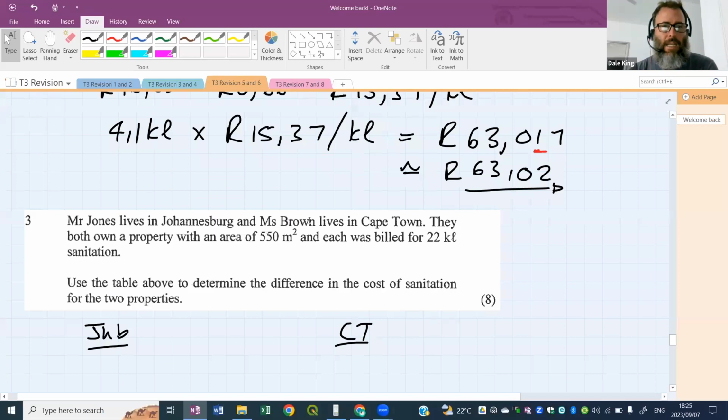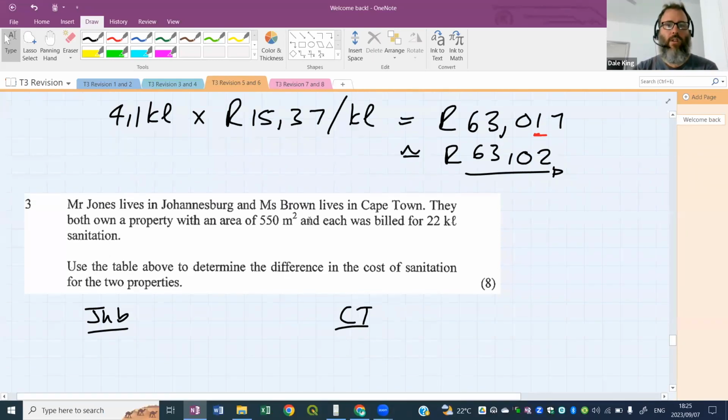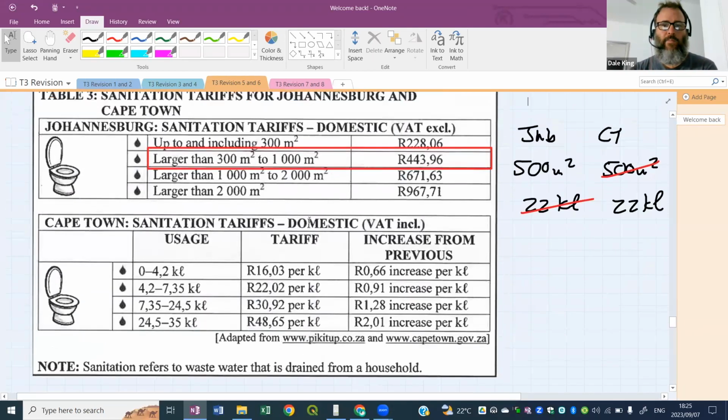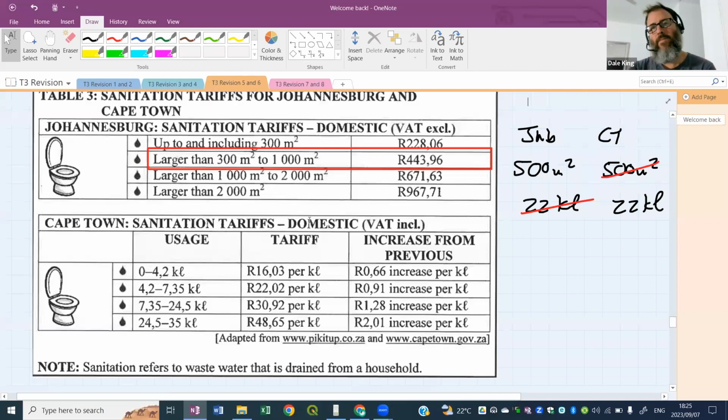It doesn't say. Ben, what should we do? The question doesn't say if we must include VAT or not. What do you think we should do? I think we shouldn't include that because the Cape Town one is inclusive of that. Very good. You can't compare apples with oranges. We've got to make them both the same. So if Cape Town is including, either we've got to remove the VAT there, or for Joburg, we'll have to add the VAT. Just remember that.